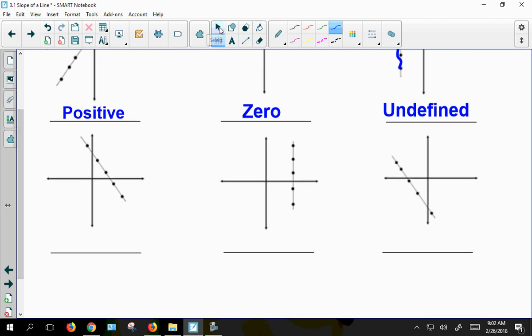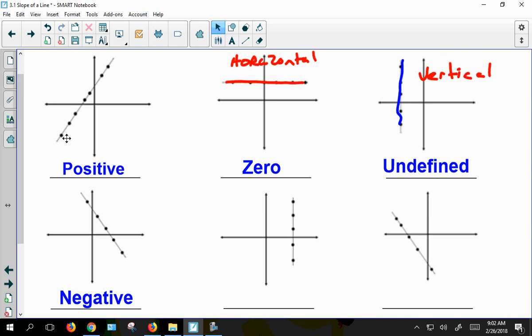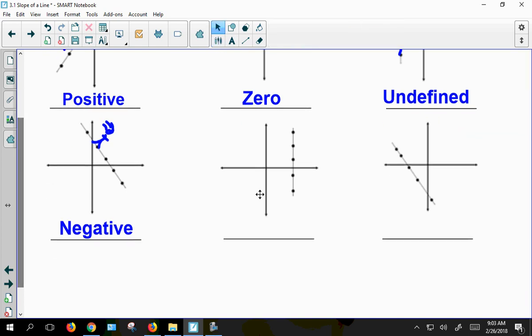Okay, this has a negative slope. Now, how do I know the difference between positive and negative slopes? Well, you read them from left to right. As you read this from left to right, it goes up. Okay? As I read this from left to right, it goes down. Positive, negative. Again, vertical, undefined. This is negative.